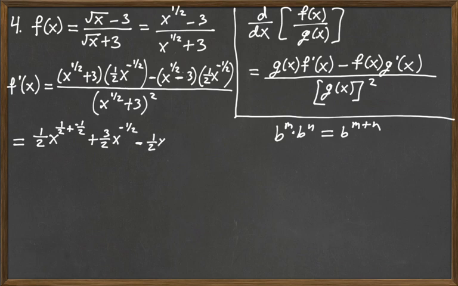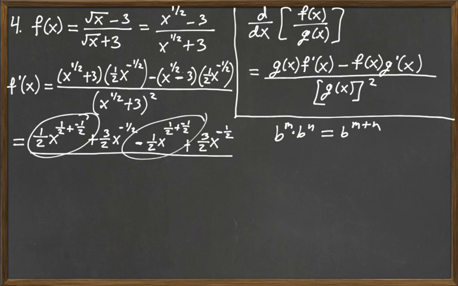Keep distributing, minus 1/2 x to the 1/2 plus negative 1/2. Okay, and then we're going to have a double negative here, and so that's going to make the final term a positive. So plus 3 over 2 x to the negative 1/2. Okay, notice that this and this are the exact same thing, but they are off by a minus sign, so those are going to absorb.